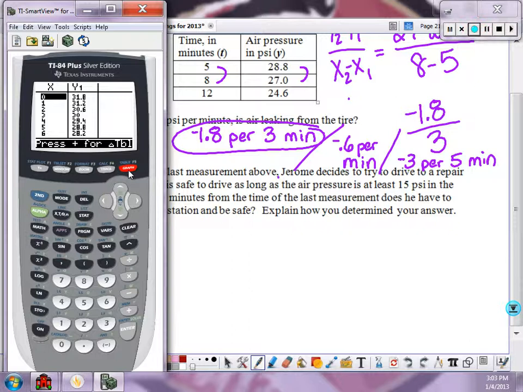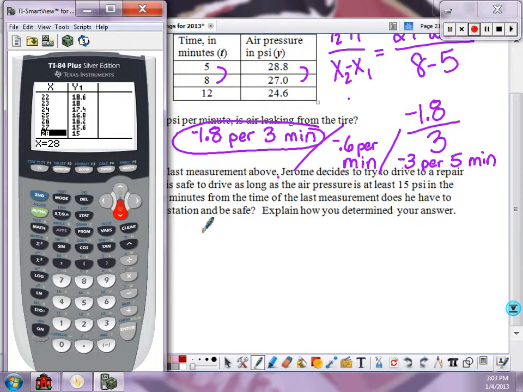All right, so 5 is 28.8. 8 minutes is 27. 12 minutes is 24.6. And we're going to try to drive, so we need it to stay above 15. Let's see where it goes to 15. Oh, it's getting close. 15.6. There it is. So 28 minutes.